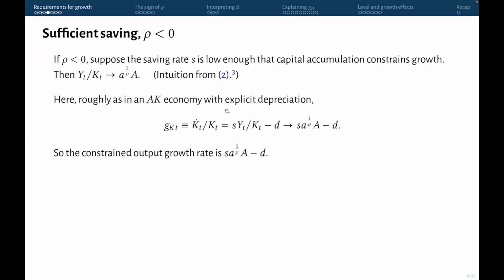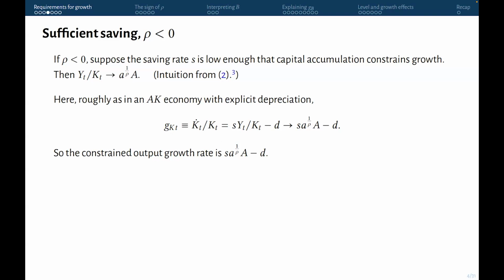And so in this case, just as in an AK economy with explicit depreciation, the absolute growth rate of capital is SY, because that's how quickly we're adding to the pile of capital, minus DK, because that's the rate at which it's depreciated. Then divide through by K, and this is the proportional growth rate of capital. We just found that Y over K goes to little a to the 1 over rho times big A, so substitute that in, and that's our expression for the growth rate of capital.